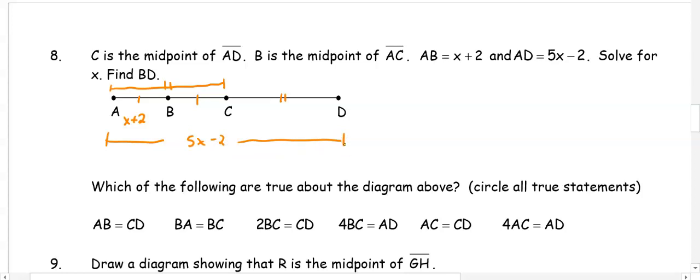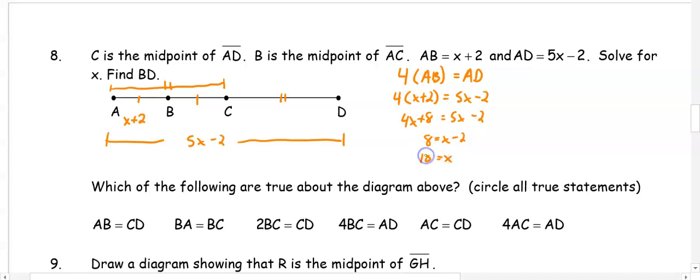So we know that AB was a half of a half, which is really a fourth. So we need 4 times the length of AB to equal AD. So we have 4 times x plus 2 equals 5x minus 2. We distribute: 4x plus 8 equals 5x minus 2. So we get 8 equals x minus 2, so x is 10.